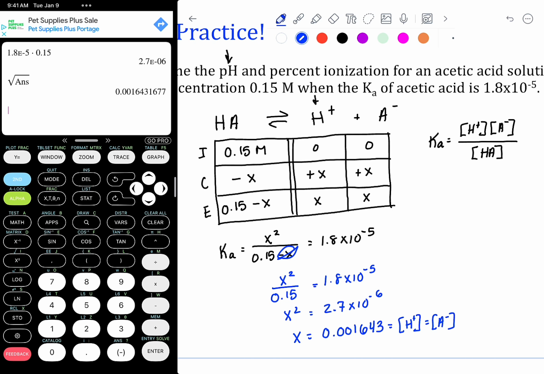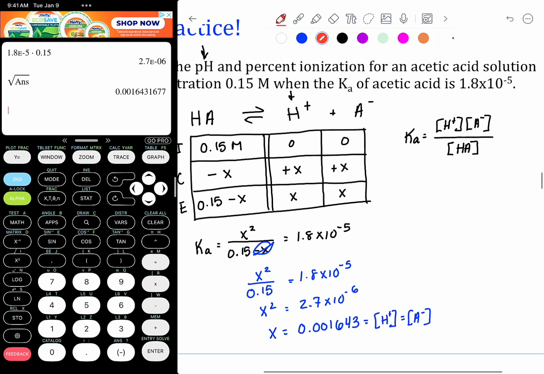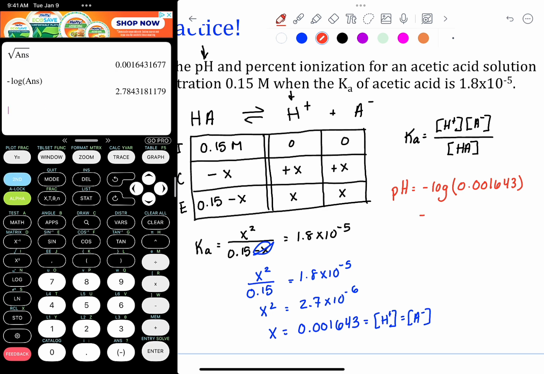The question did not ask us for the H plus concentrations or the equilibrium concentrations. It asked us for the pH and the percent ionization. So we have to use those equilibrium concentrations to solve for both of those values. So we know pH is going to be the negative log of that H plus concentration, 0.001643. So we get negative log of our answer, and we get a pH of 2.78.